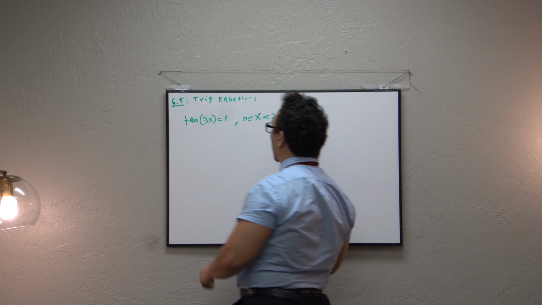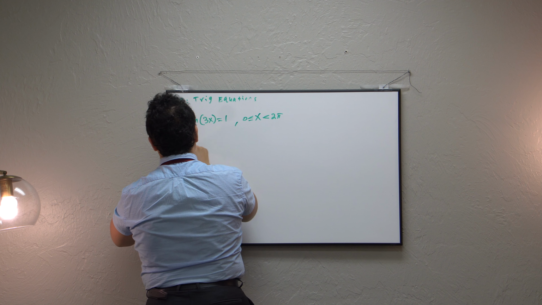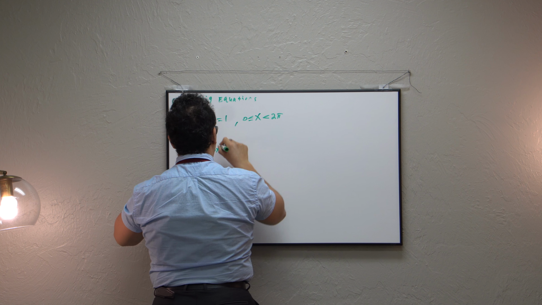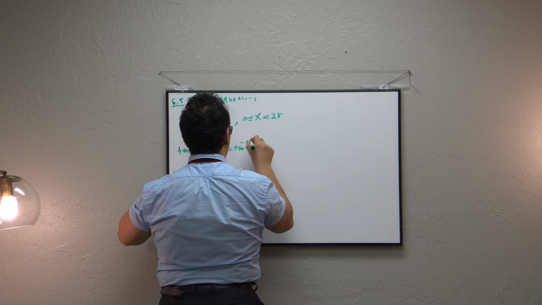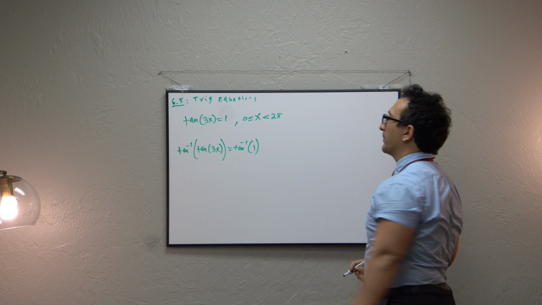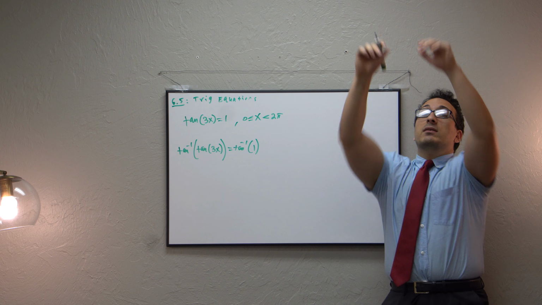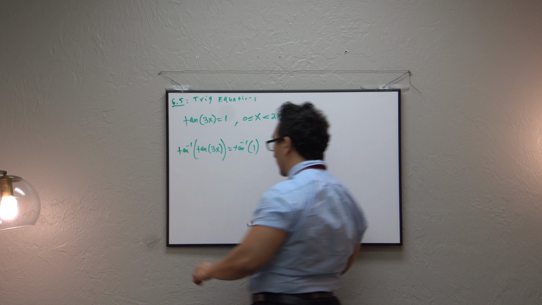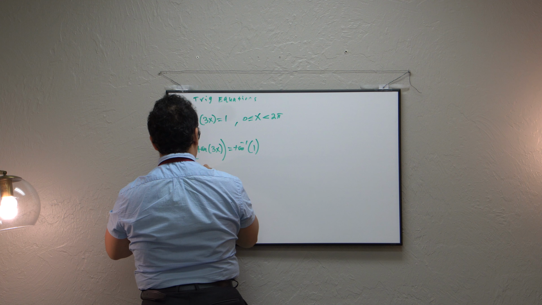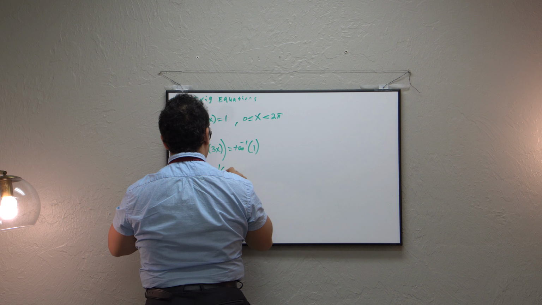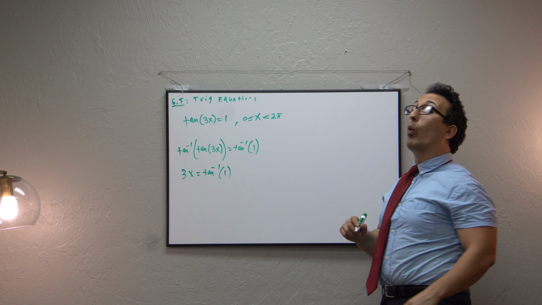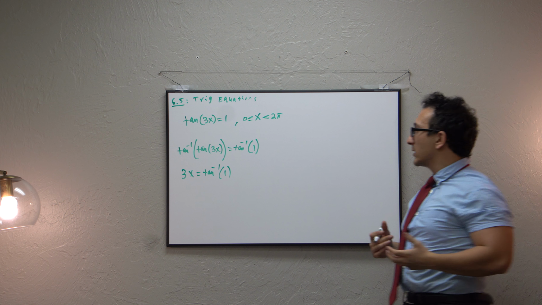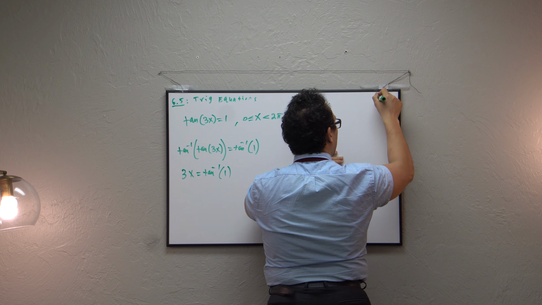In order to solve for x, we must take the tangent inverse of both sides of this equation, which is what we get here. Now, notice that the tangent inverse of tangent of 3x is just 3x. And so all we're left with is 3x equals the tangent inverse of 1. Let us now determine what the tangent inverse of 1 is. To do so, we must look at the unit circle.